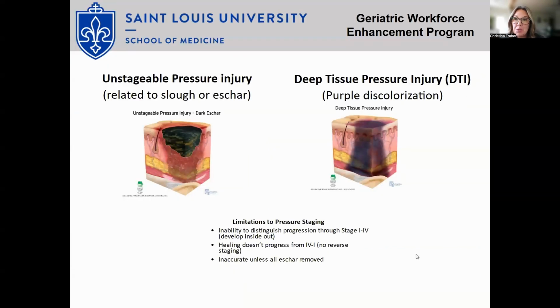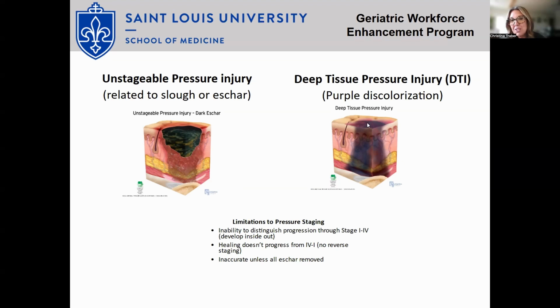So in order to do staging, we have to be able to see the depth of the wound because that's what we're looking at. So if anything has slough or eschar in the wound bed, we would not be able to stage it because we could not confirm how deep it is. So that would be considered unstageable. For this wound you see, you really can't tell how deep it goes at the surface because you can't see down into it. So this would be considered an unstageable pressure injury due to the dark eschar.